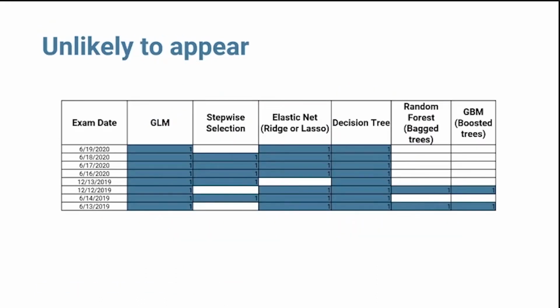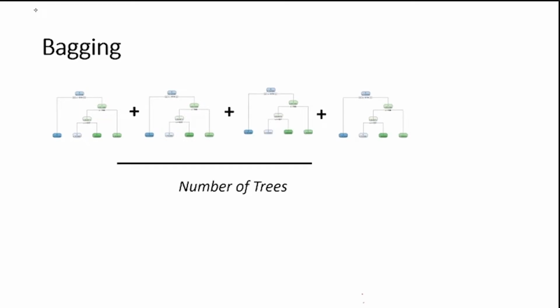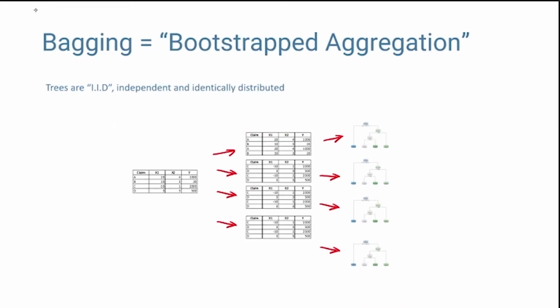Now remember, random forests are not that likely to appear. If they do appear, they will likely ask for the definition of bagging. Bagging is when you take the results of multiple trees, add the predicted values together, and then divide by the number of trees. Your final prediction is an average. This stands for bootstrapped aggregation.